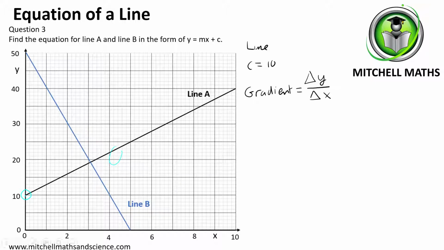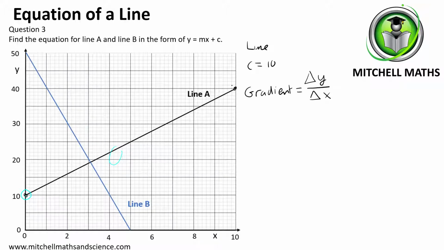What I need to do is find out how much the y value changes by, and divide that by how much the x value changes by. Sometimes people do rise over run. What I'm going to do is select 2 points on the line. I'm going to choose (0, 10). I'm just going to go up to this point here as well, (10, 40). What's the change in y?